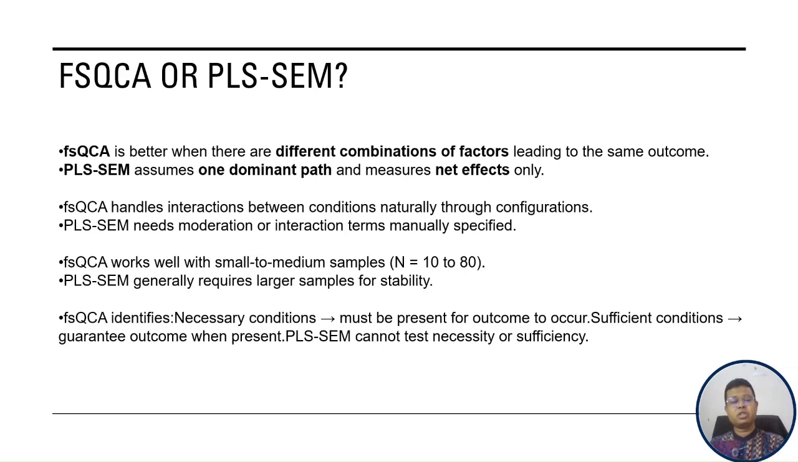Moreover, fsQCA works well with small to medium sample size, say for example 10 to less than 100. PLS SEM generally requires large sample size for stability, though according to the theory of PLS SEM, now Smart PLS software can handle less than 100 data, but for stability it requires a large sample size. While fsQCA can handle very small and medium sample sizes like 10, 50, 80, etc.